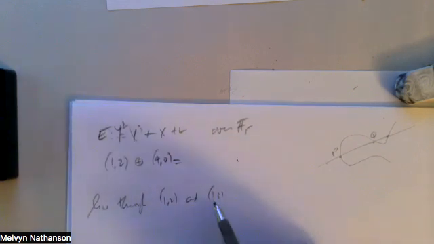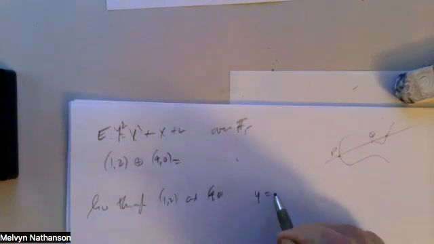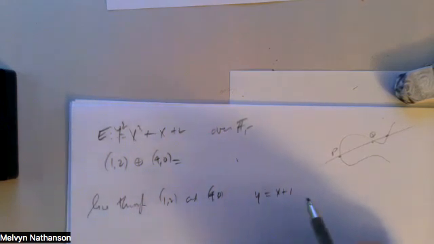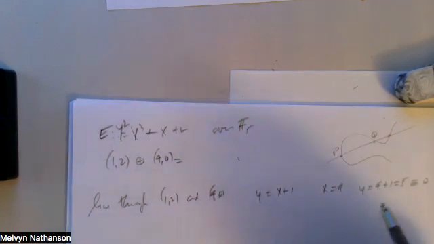So the line through 1, 2, and 4, 0 is y equals x plus 1. Let me just make sure this is correct. When x is equal to 4, y equals 4 plus 1, which is 5, which is 0 mod 5. So 4, 0 lies on this line. When x equals 1, y equals 1 plus 1 equals 2. So 1, 2 lies on that line. So the line y equals x plus 1 lies on this curve.